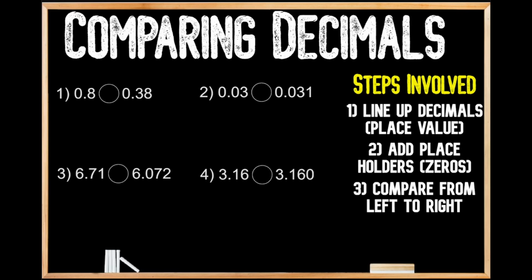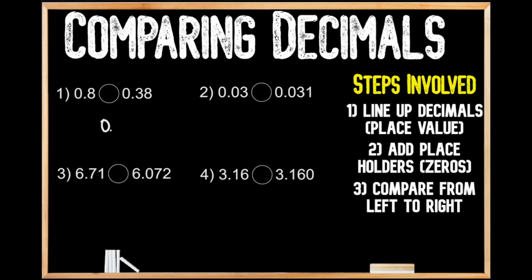Looking over to the right-hand side under our steps involved, we can see that our first step is to line up the decimals, and in brackets we see the term place value. The reason that term is there is because whenever you're comparing decimals, you have to make sure that you're lining up the place values properly so that we can actually compare those decimals. You can't just compare the size of decimals, because a longer decimal doesn't necessarily mean a greater value. So for step number 1, let's get started by lining up our decimals.